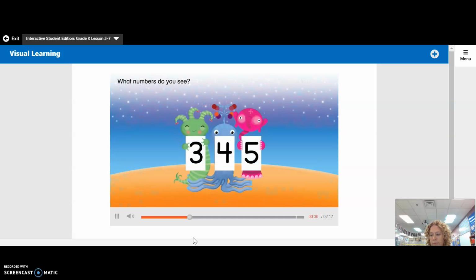What numbers do you see? Let's say the numbers aloud. 3, 4, 5. Are the numbers in order? The numbers are in order because 4 is 1 fewer than 5, and 3 is 1 fewer than 4. What number do you think comes after 5? Do you know? Let's find out.